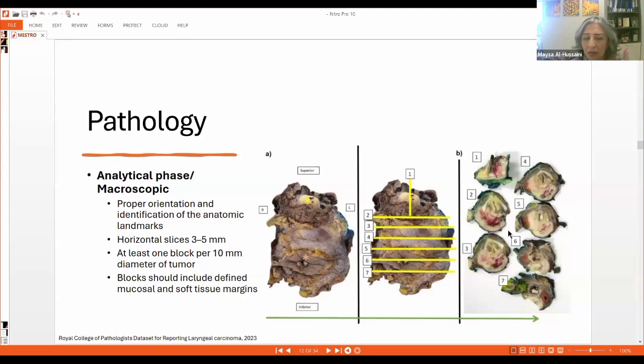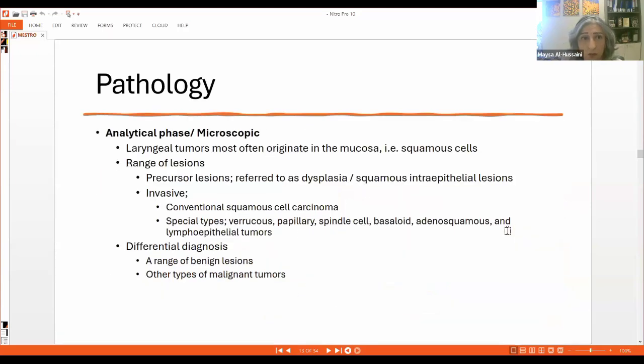So the macroscopic part is extremely important, because if you don't really gross or examine macroscopically the specimen correctly, there is a potential for loss of important landmarks associated with important for the microscopic reporting.